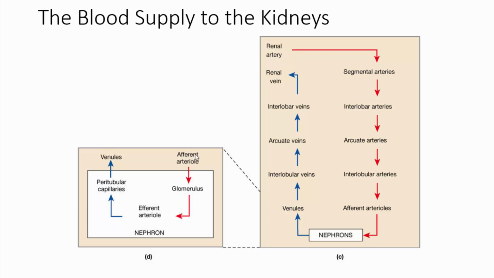So if we look here, here's that afferent arteriole. The nephron is going to be composed of a glomerulus. The glomerulus is a ball of capillaries. This is where filtration takes place. It then drains away from the glomerulus through the efferent arteriole, then into the peritubular capillaries, then into the venules. So let's pick up back here, venules, into the interlobular veins, then the arcuate veins, then the interlobar veins, then finally into the renal vein, which empties into the inferior vena cava.